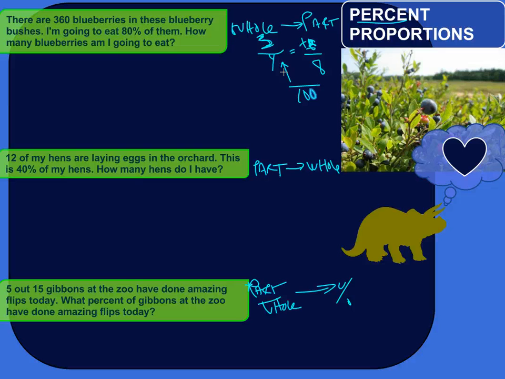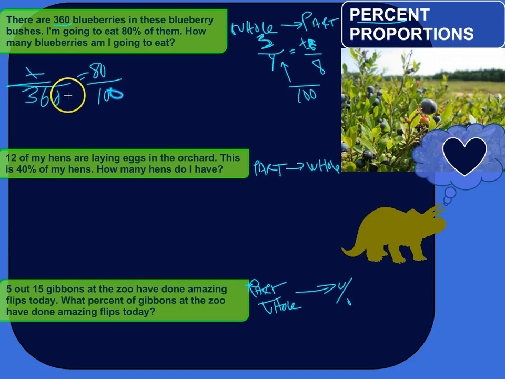There are 360 blueberries in these blueberry bushes. I'm going to eat 80% of them. How many blueberries am I going to eat? I know the whole, the total. It's 360. So the question is really, what out of 360 is 80%, which means 80 out of 100? So what out of 360 is equivalent to 80 out of 100? That'll tell us what's 80% of 360.